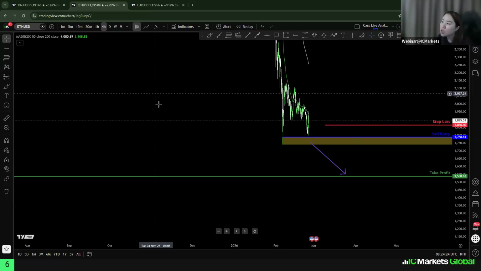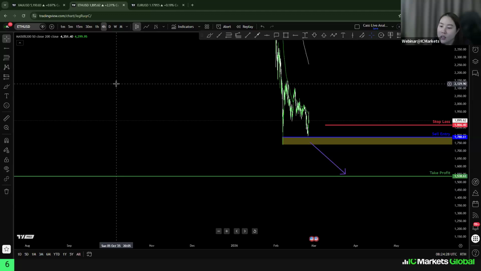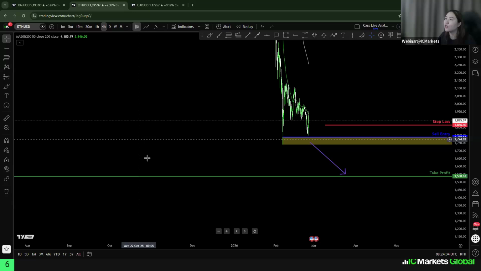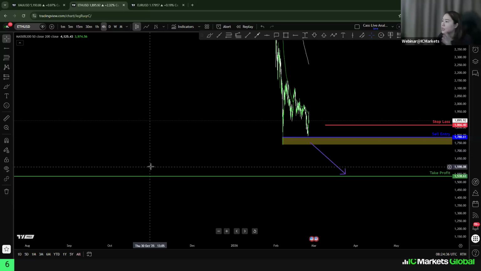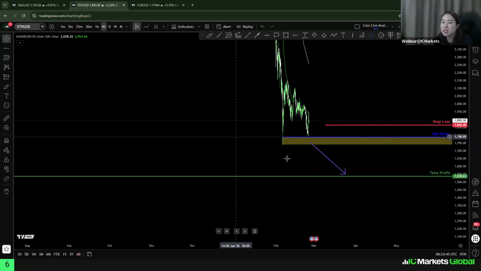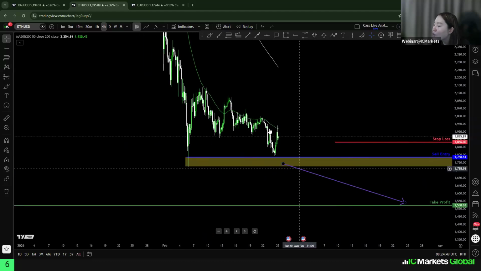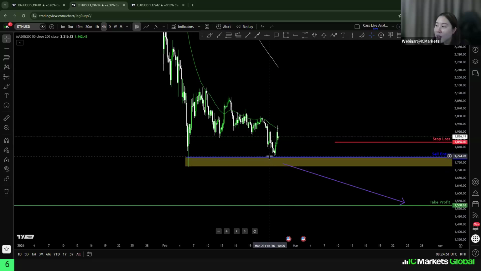Unless suddenly on the news, someone says that the US has decided to adopt Ethereum as the primary currency. If on the news it suddenly comes out like that, yes, I'm going to believe that there's going to be a trend reversal. But as of right now, because there's no clear indication, we're just using technical analysis. There's no way for us to know.